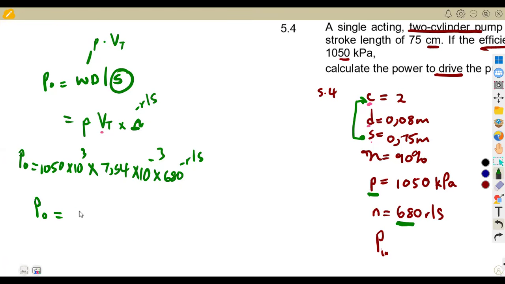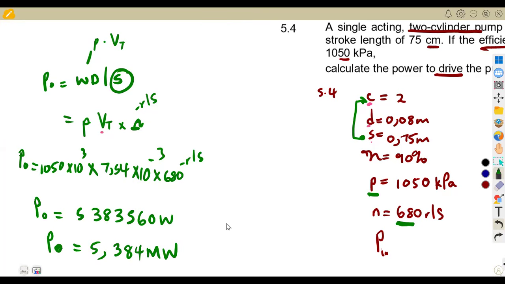So this will be something like 5,383,560, something like that. That is what you're going to obtain in watts. And we can convert this to megawatts. Is it 6 here? 3, 6. So you're going to divide by 1,000 or multiply by 10 to the exponent of -6. That's P out is going to be 5,384 megawatts.